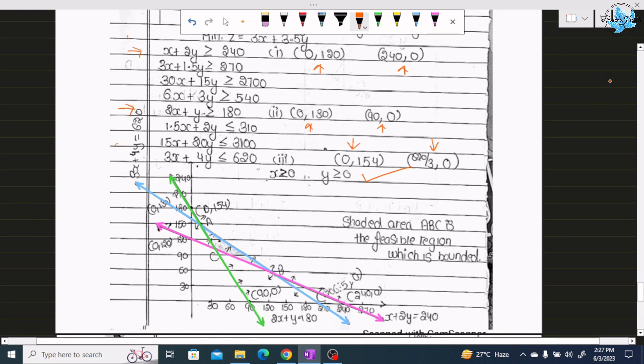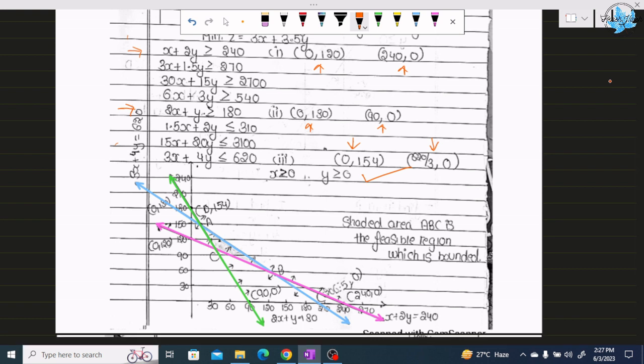So the first is 0, 120 and 240, 0. So 0, 120 will lie on the y-axis, so 0, 120 over here, and 240, 0 will lie on the x-axis. So the pink line shows the graph of the first equation.